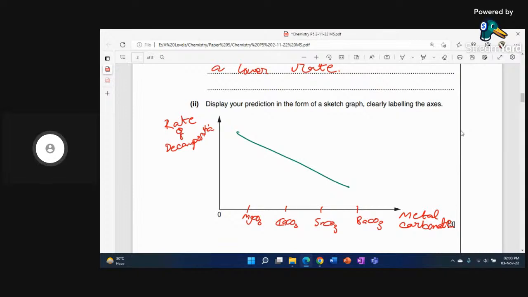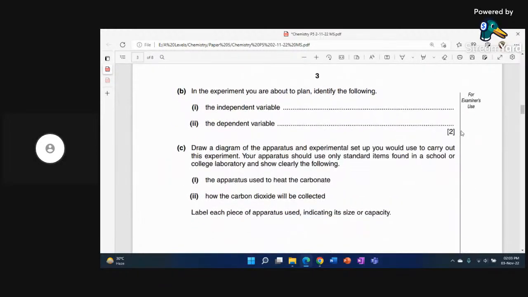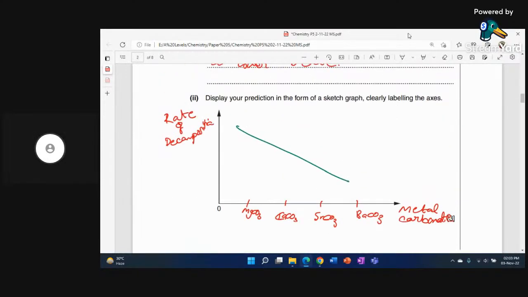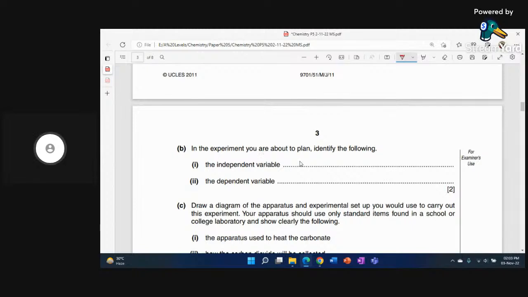Okay, moving on to the next part of the question. B part. In the experiment you are about to plan, identify the following: the independent variable and the dependent variable. As you already know, the independent variable comes over here on the x-axis, so the independent variable is the metal carbonate, and the dependent variable is on the y-axis, that is rate of decomposition.